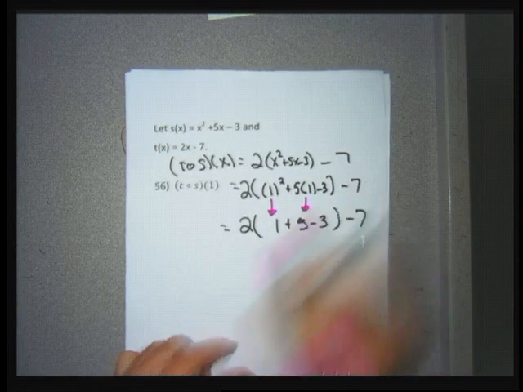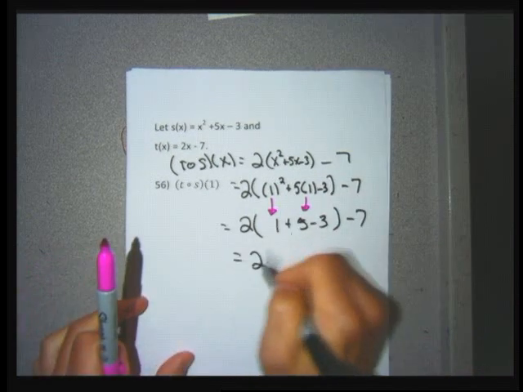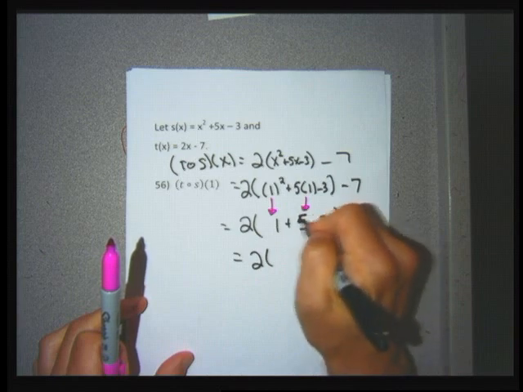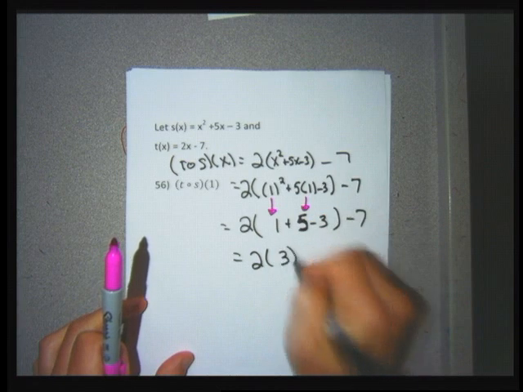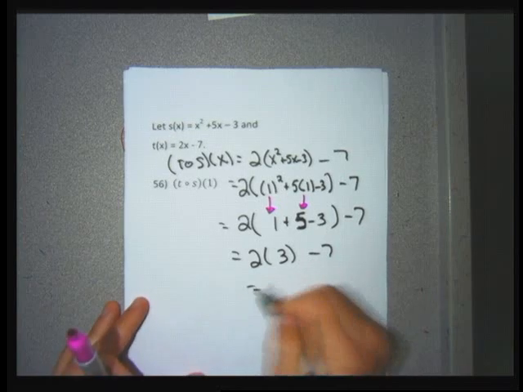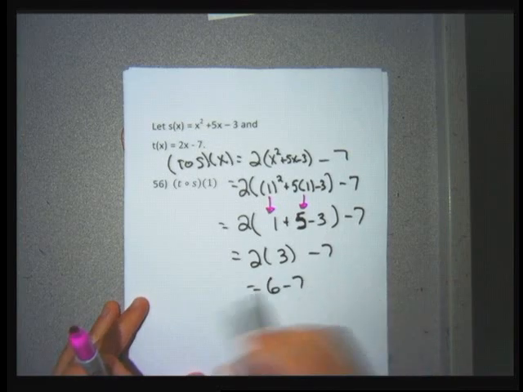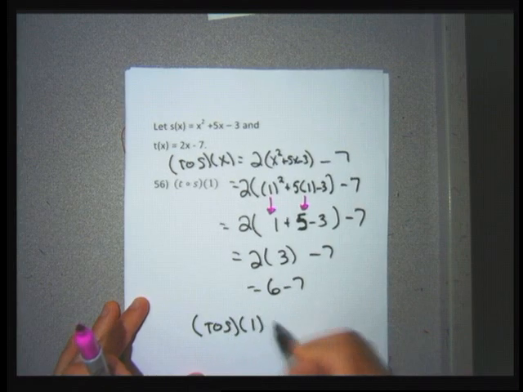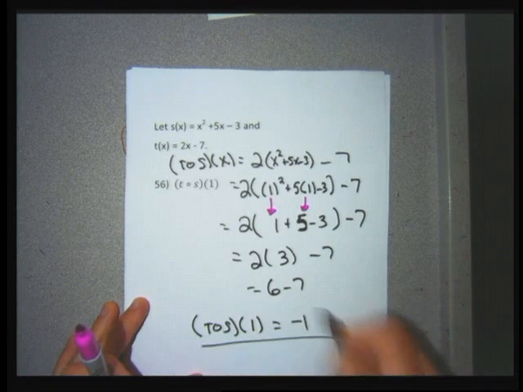So inside the parentheses, I have 2 times 1 plus 5 minus 3. 1 plus 5 is 6. 6 minus 3 is 3. So this comes out to be 2 times 3 minus 7. 2 times 3 is 6. 6 minus 7 is negative 1. So I get t composed with s of 1, and the answer is going to be negative 1.